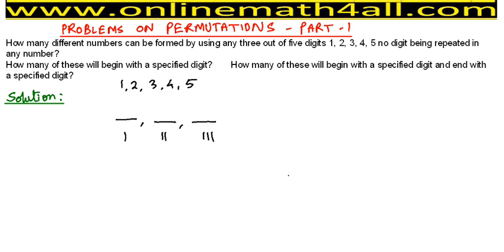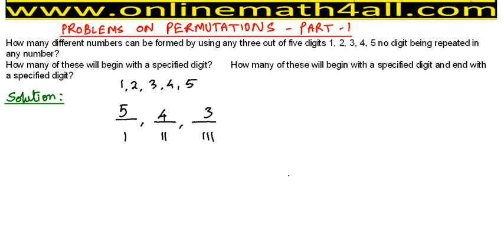So I can fill up any of the given 5 digits. So the first place has 5 options. So I write 5 here. Even though we have 5 options for the first place, we are going to fix only 1. So we'll have 4 digits remaining for the second place. So the second place has 4 options because already 1 digit has been fixed at the first place. So I write 4 here. Even though we have 4 options for the second place, we are going to fill only 1. So we'll have only 3 numbers remaining for the third place. So the third place has 3 options.